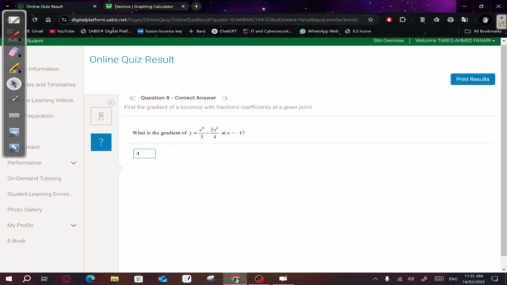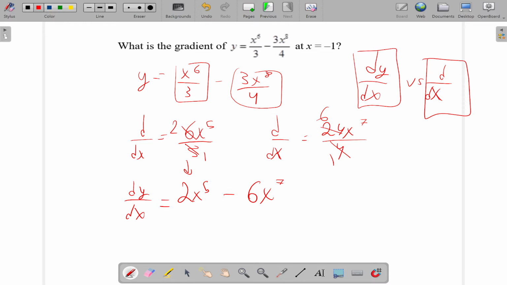Equal to, this is going to be 24x to the power of 7 over 4. Okay, now this can be simplified, right? 6 over 3, 6 divided by 3, 2, 2x to the power of 5. Okay, 24 over 4, 6. Okay, minus 6x to the power of 7. So this is dy by dx. And this is our final derivative.